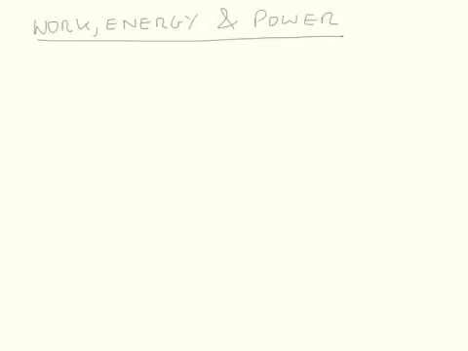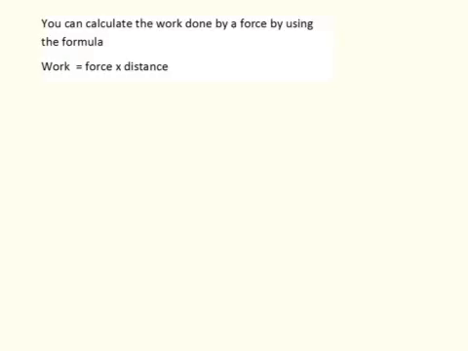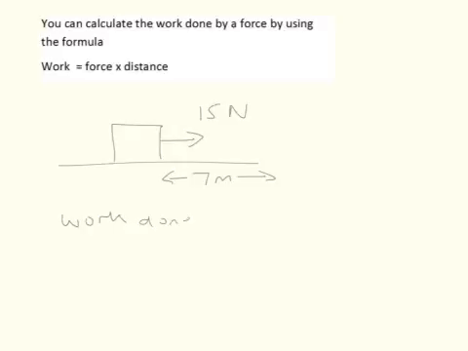applying them to situations. So the first formula is simply that the work done by a force is the force times the distance. So if we have a box being pulled across a horizontal floor by a force of magnitude 15 newtons, and if it goes a total of 7 meters, then the work done is simply 15 times 7, which is 105, and the units are joules. So J stands for joules.